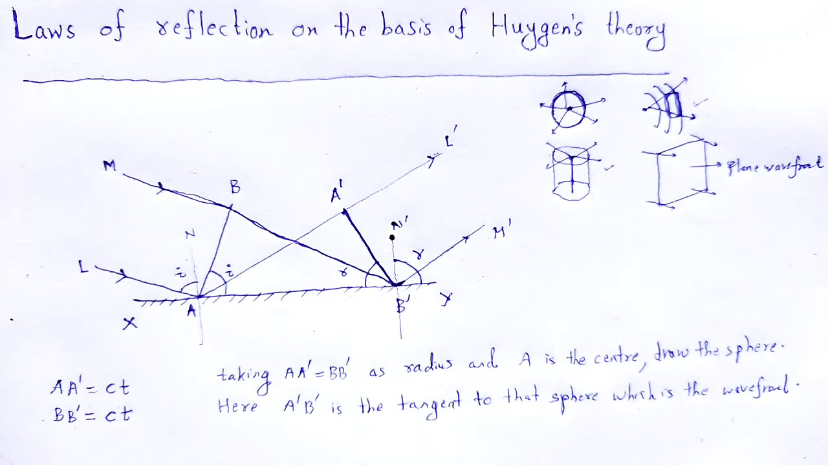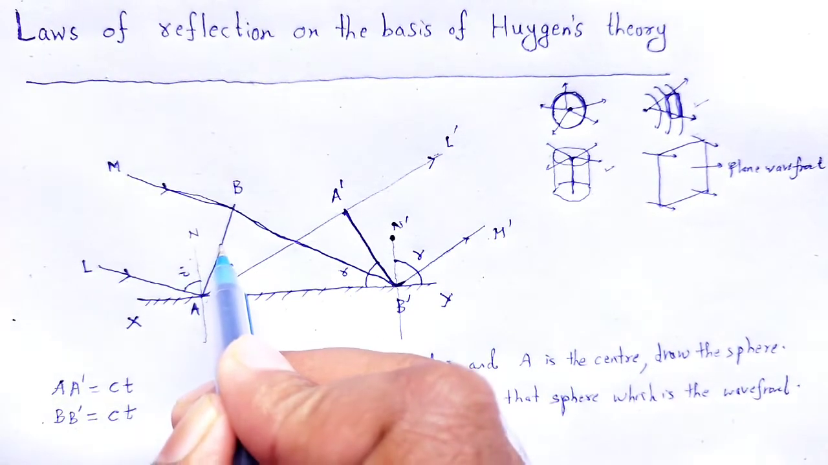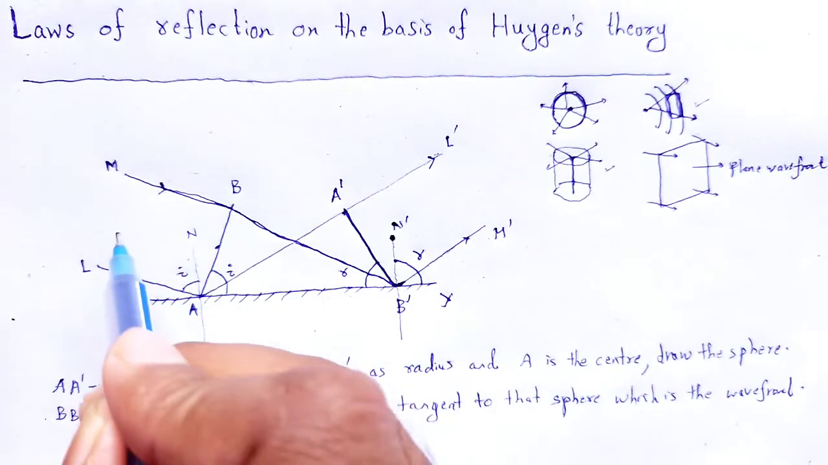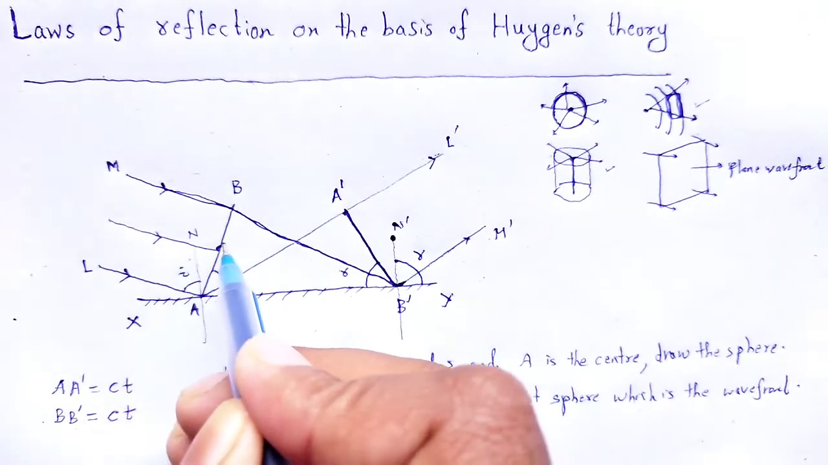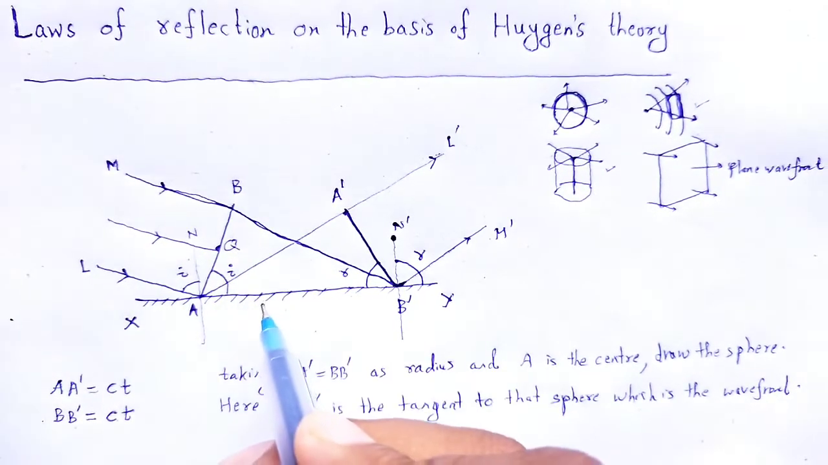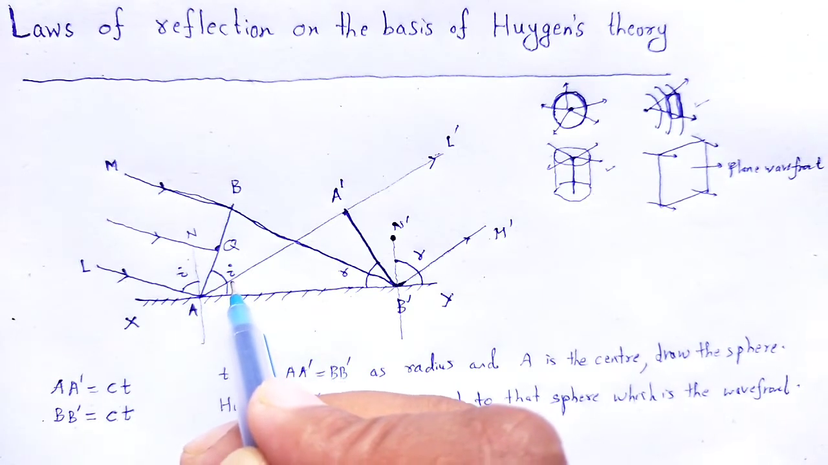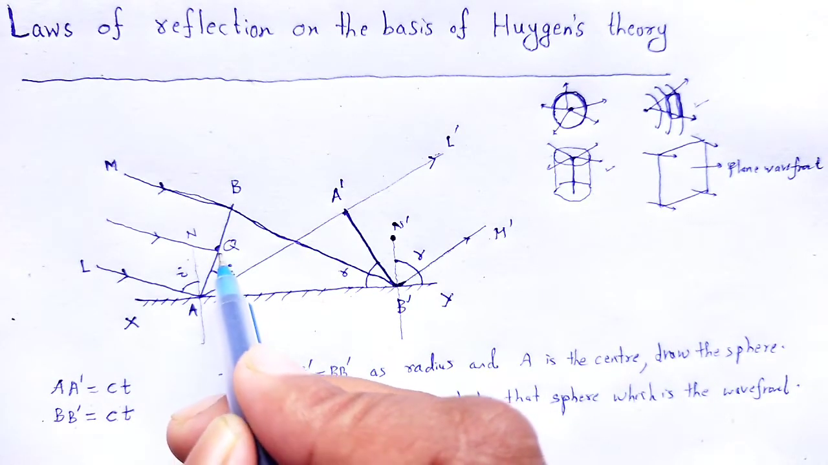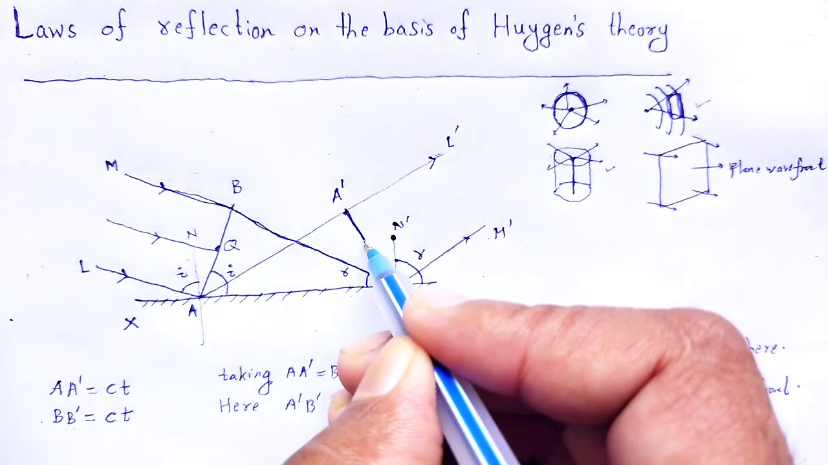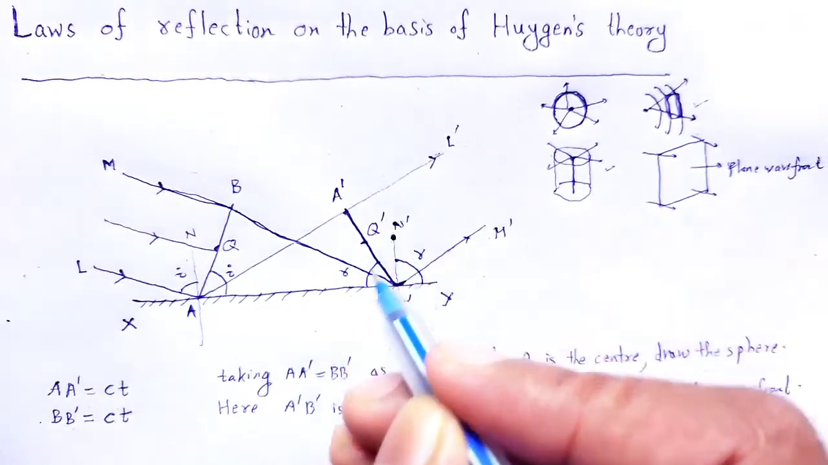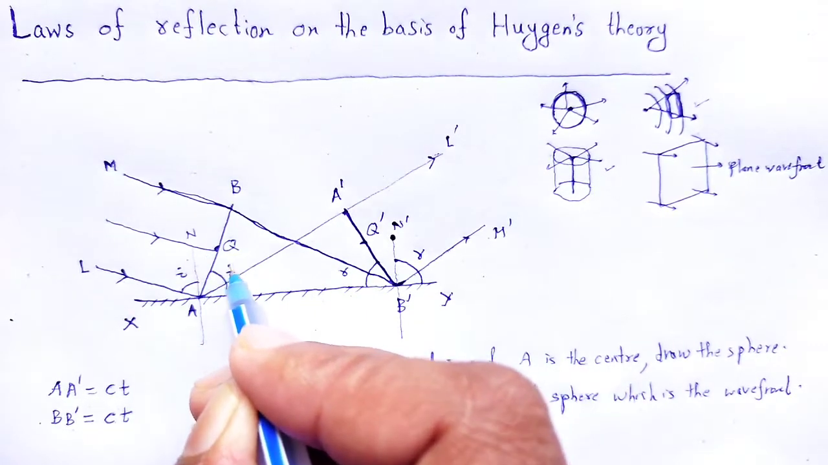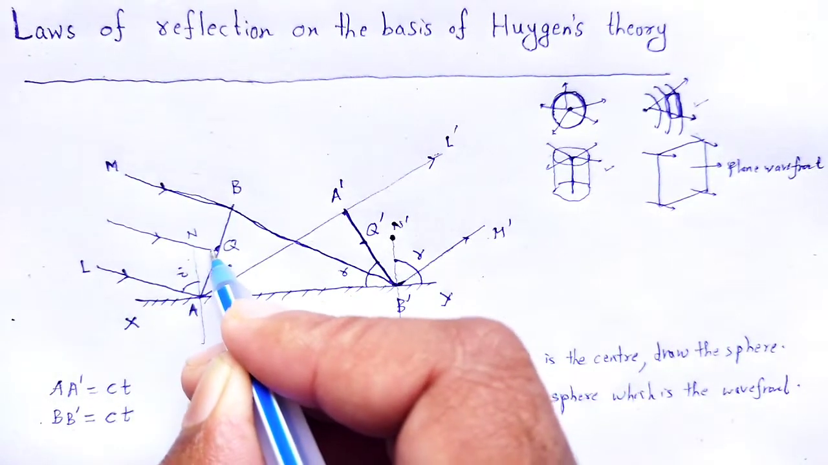Let us choose arbitrarily a point Q. After some time that point Q reaches the point Q dash here, through that ray which is incident here.